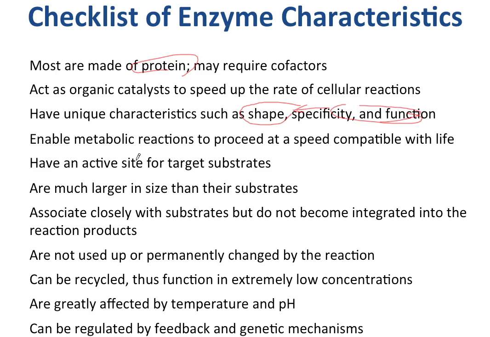Enzymes have an active site and a regulatory site. The active site is for binding the target substrates. The enzyme is larger than the substrate because it has to have a larger surface for binding the substrate. That means the enzyme has to be larger than the substrate.